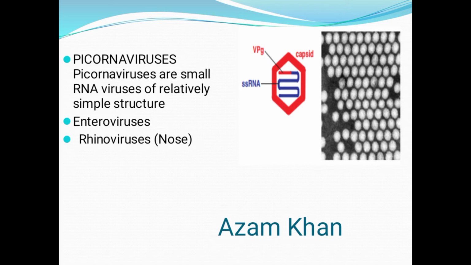So first of all, we are going to discuss what Picornaviruses are. Actually, Picorna is the combination of two words. Pico means small and RNA means RNA viruses. So Picornaviruses are small RNA viruses of relatively small structure. And these Picornaviruses are classified into two major groups: one is enteroviruses and the other is rhinoviruses.